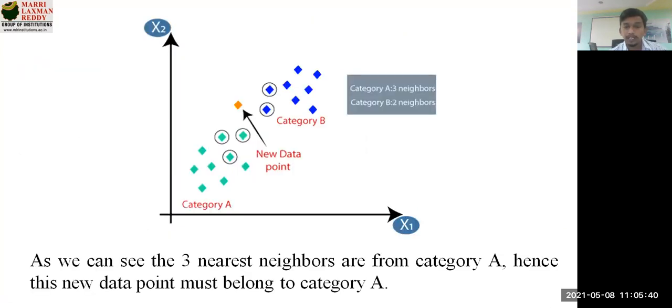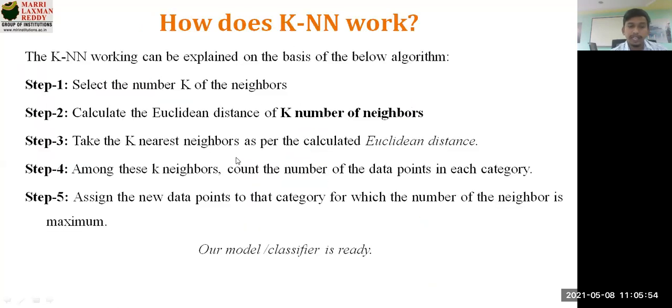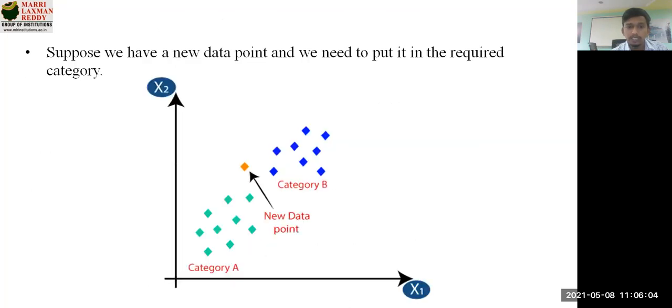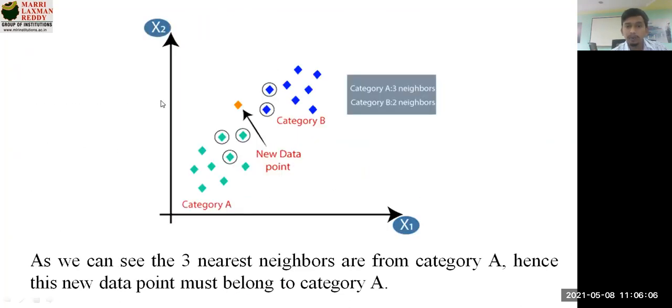Now you can see here, once the distance is calculated, the neighbors available. In the graph, category A has 3 neighbors, and category B has 2 neighbors. According to step 5 of the algorithm, how should we make a decision? Assign the new data point to the category for which the number of neighbors is maximum. So we need to select the maximum number of neighbors. The category A has 3 neighbors to this point, and category B has only 2 neighbors.